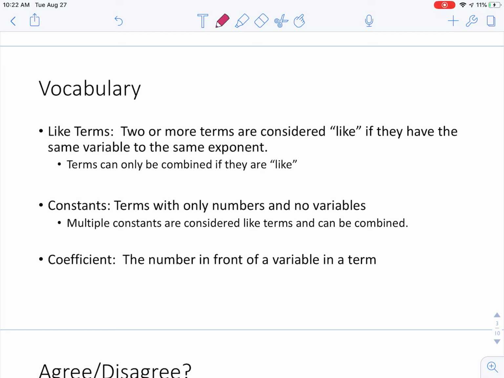Constants are terms that have no variables and they're just numbers, and you can combine numbers. So constants can be combined, they're like terms. And then a coefficient is the number in front of a variable or term. So if I have something like 3x, the 3 is considered a coefficient.